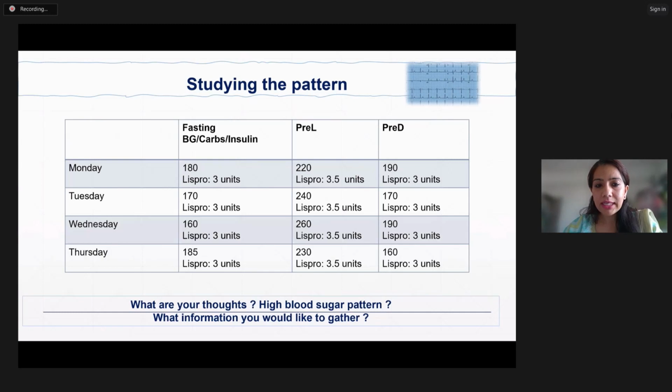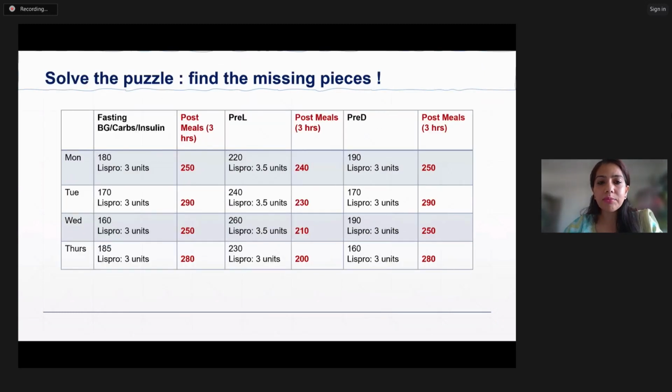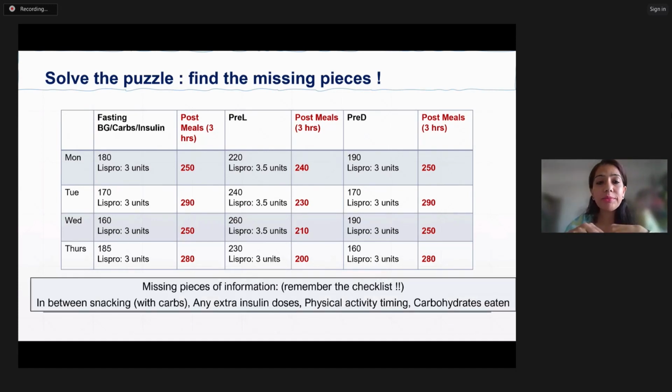So like we said, we would want to actually look at the post-meal blood glucoses as well. So here are these. Post-meal glucoses, which is after 3 hours, are always high. Every time they're more than 250s or so. So is that enough information for us to actually say that, yes, we can make the changes? No, we do need to remember the checklist, and we would like to know the in-between snacking. So in between, did the child snack here that led to this high blood glucose?